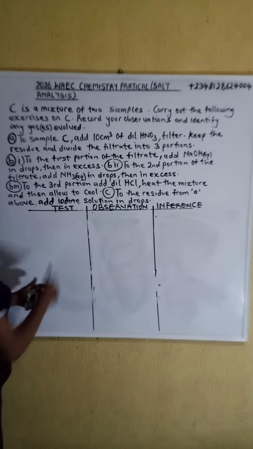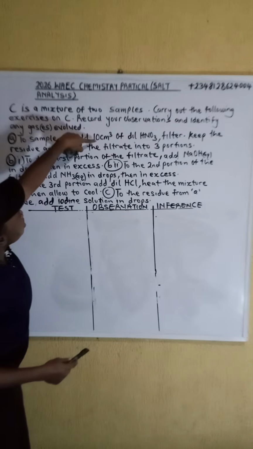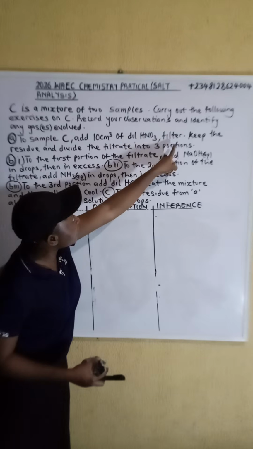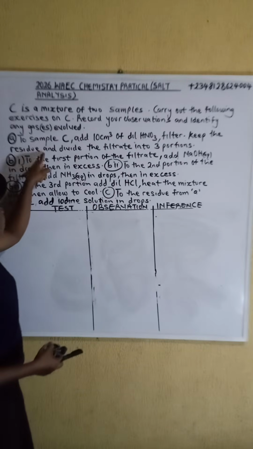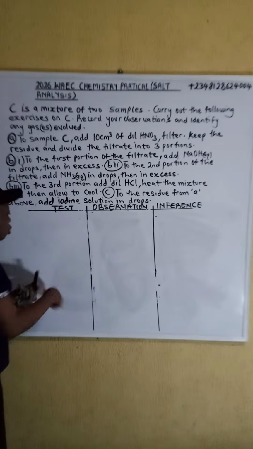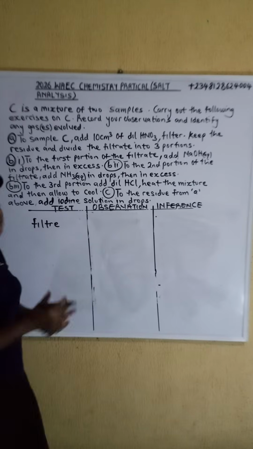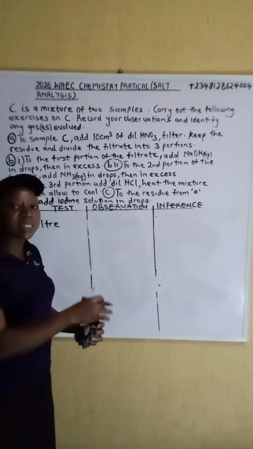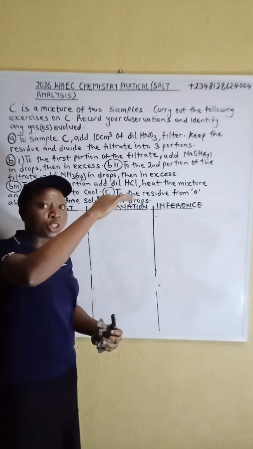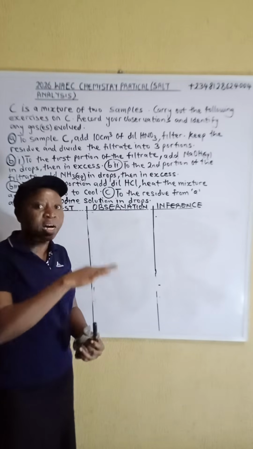So part of question A says that add 10 centimeter cube of dilute acid. We have not completed question A. Filter, keep the residue and divide the filtrate into 3 portions. Now the next thing we are going to write is: filter. So after filtration, what will happen? Don't forget that the starch remains insoluble. So what we are going to have as residue will be starch. The starch will remain as residue on the filter paper.